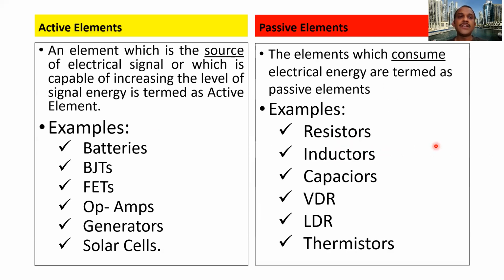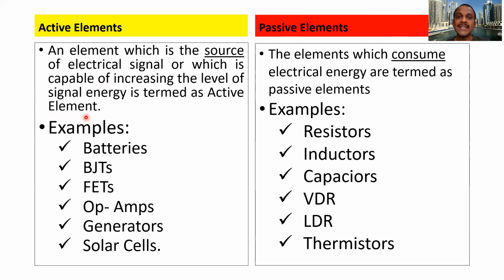We'll go with the next definition, active elements and passive elements. The definition goes like this: an element which is a source of electrical signals, which produces electrical signals, or which is capable of increasing the level of the electrical signal, is termed an active element.